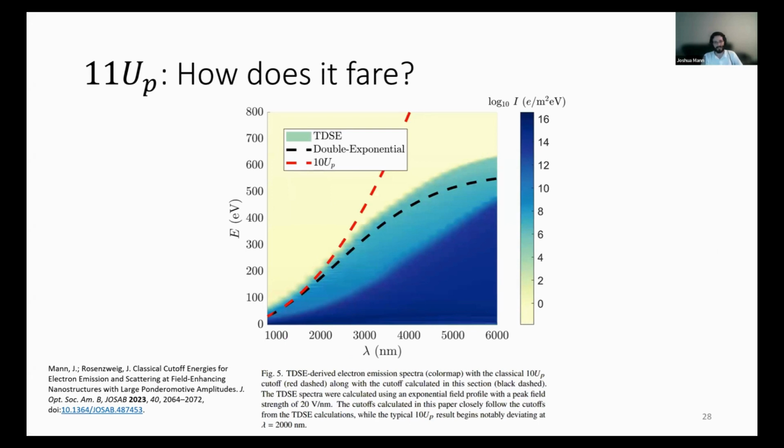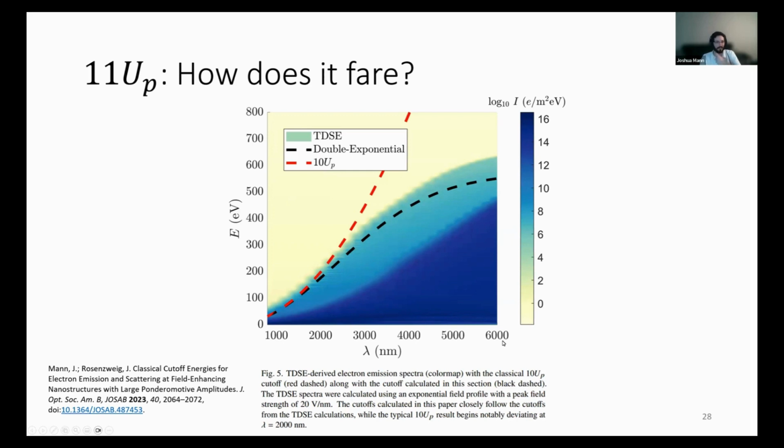The real question is, how is this fair? So this is the time-dependent Schrödinger equation calculations that I'll be getting to a little bit. This is the spectrum as a function of the laser wavelength. And so you can see that our calculation here, the black dashed line, compared to the standard 10 Up result, tends to correspond much more closely with the actual cutoff. But one important thing to keep in mind here is that this is increasing the wavelength.